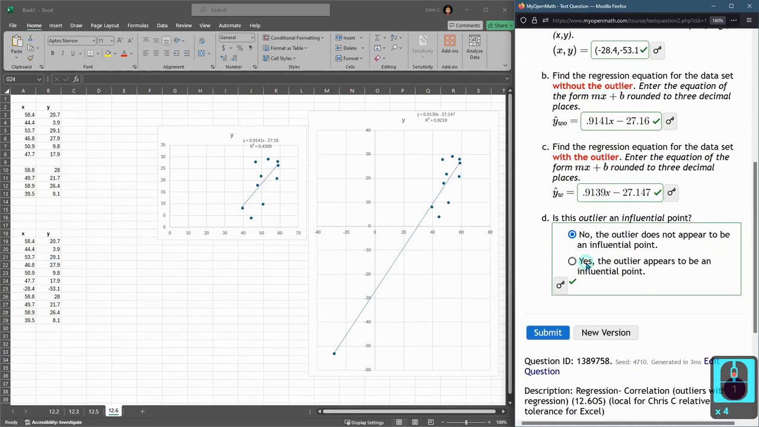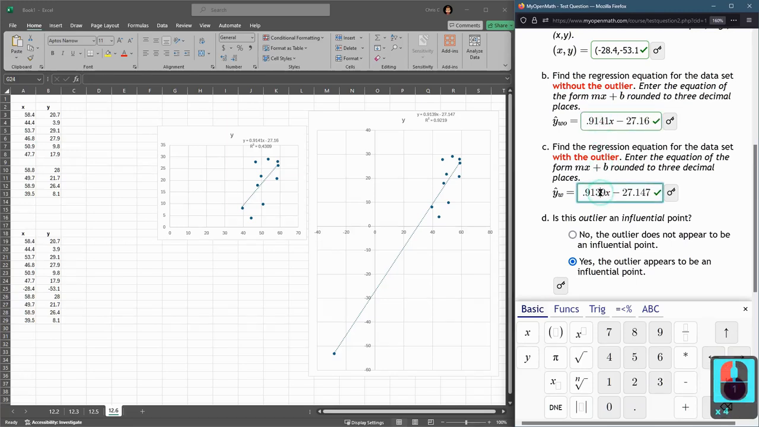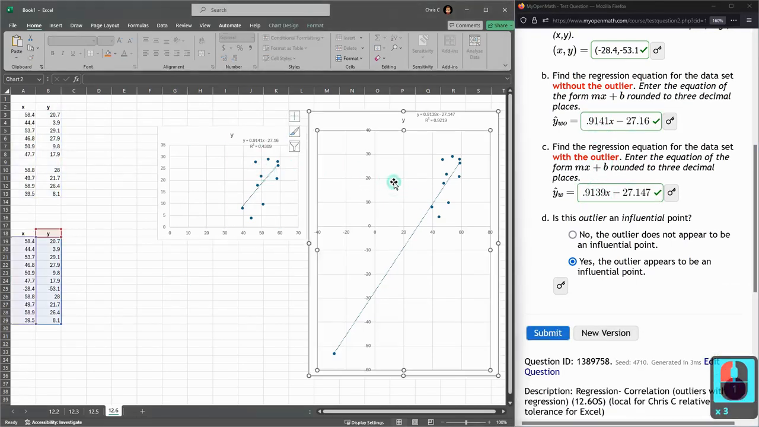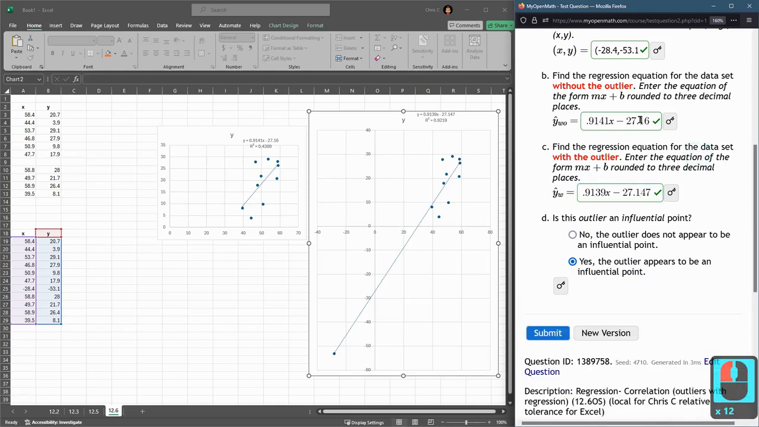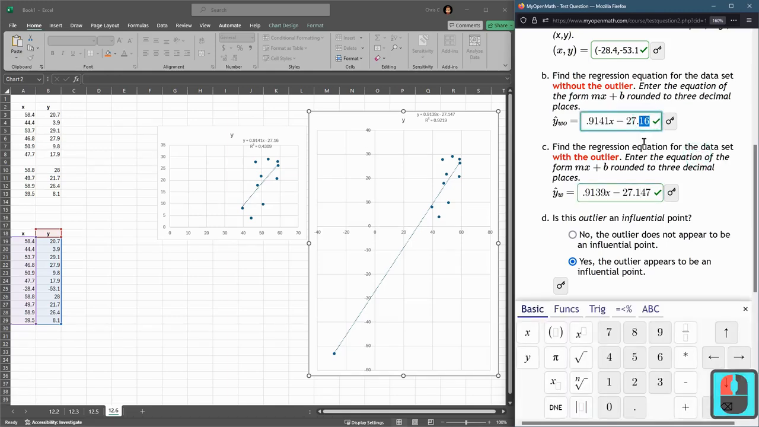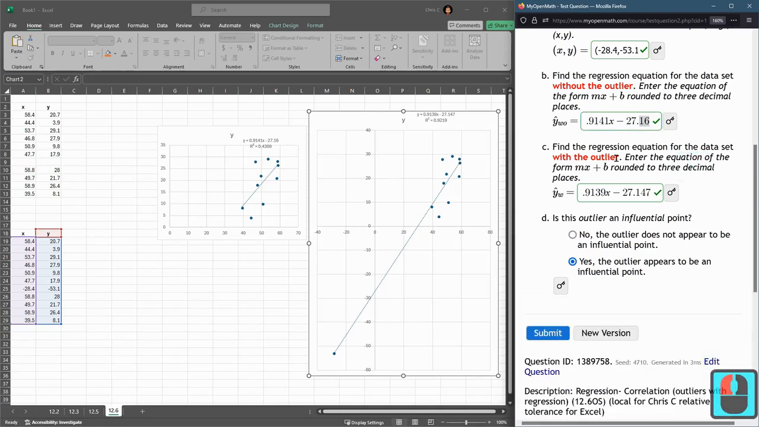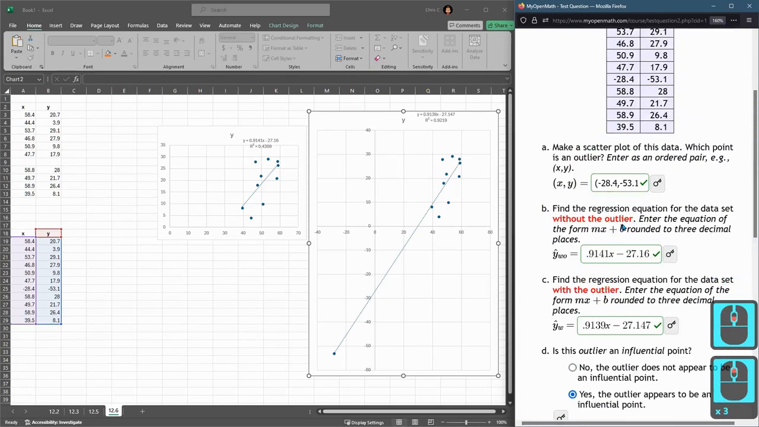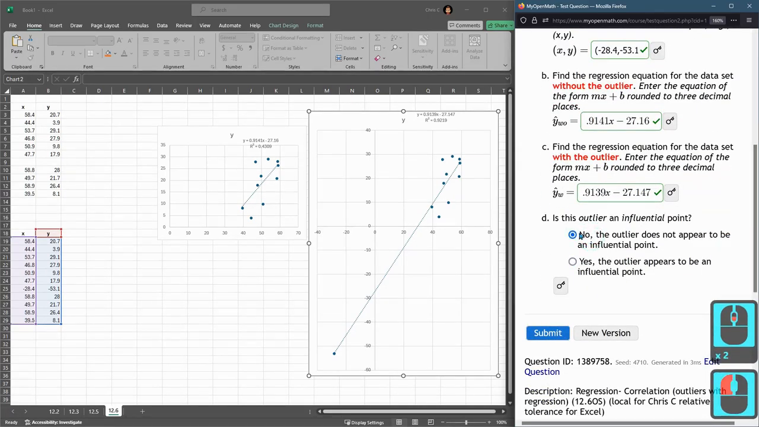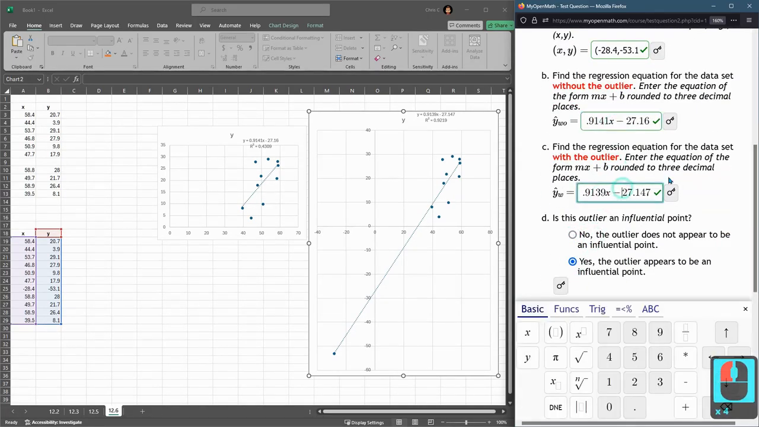All right. You would click yes if these two equations are significantly different. You don't have to line them up visually like I did. You can just read them and see, is the slope much different? Is the y-intercept much different? And for me, they were off by not even 0.1, like 0.02 or something like that. You could subtract these two numbers and see how far they are off, but they're pretty close. So you may have yes or no here. Just pay attention to these two equations.